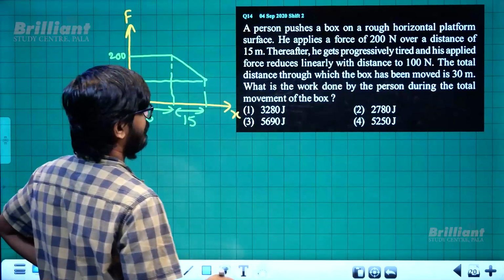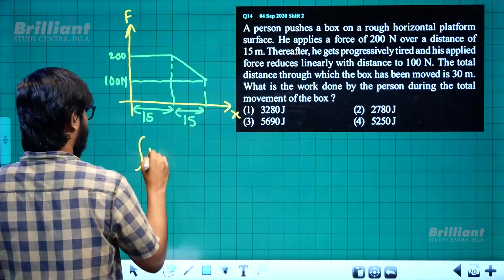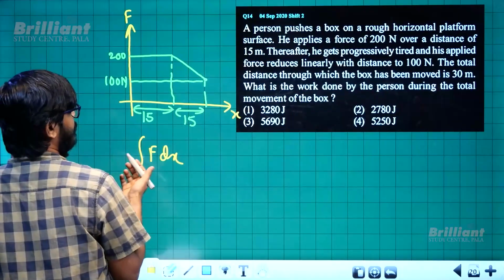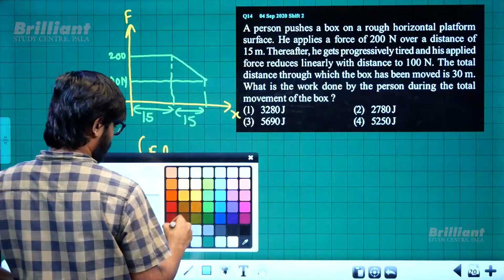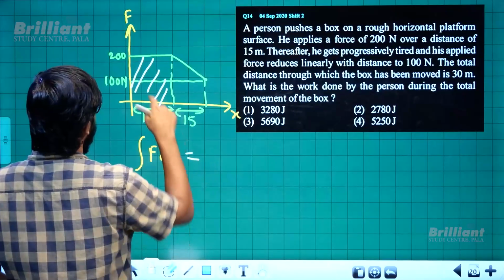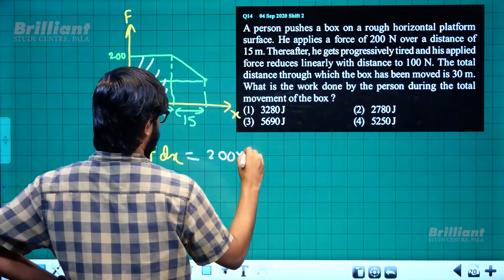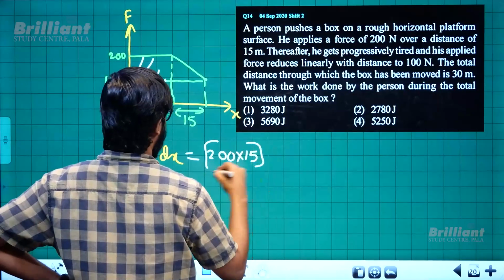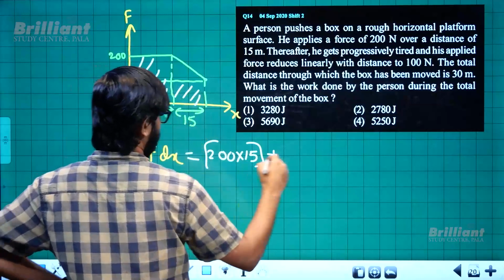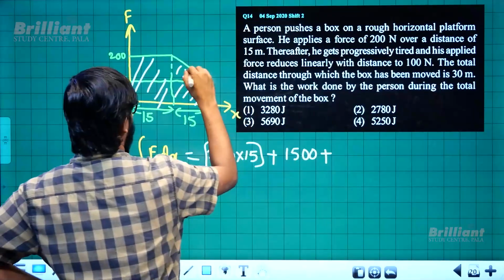Now they are asking the work done by the person. So work done by the person is integral F dx, right? So that is the area under this graph. What is the area of this part? That part is going to be 200 into 15, plus the area under this part is 15 into 100, plus the area under this part is 750.